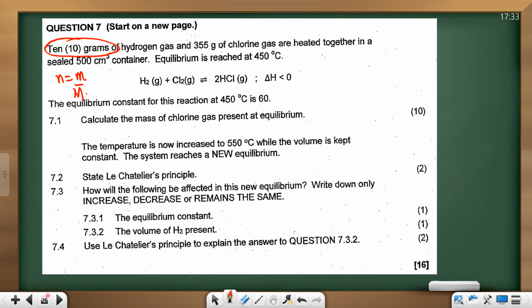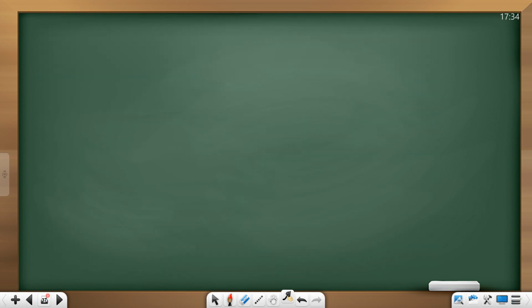So 10 grams of hydrogen gas and 355 grams of chlorine gas are heated together in a sealed 500 cm cube container. Okay, please take note, it's grams. You must change to number of moles. And this reaction is exothermic. We are given the equilibrium constant as 60. Calculate the mass of chlorine gas present at equilibrium. Lovely, simple question. I'm going to run through with the speed of light.